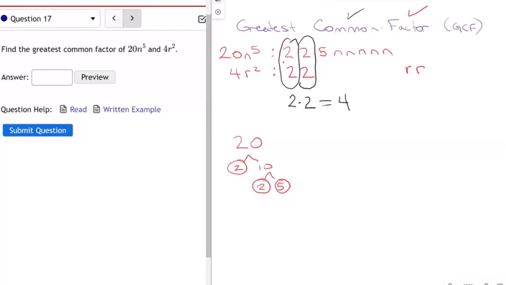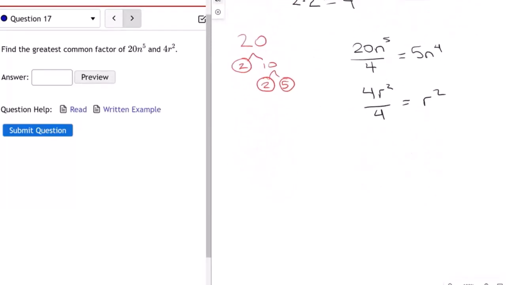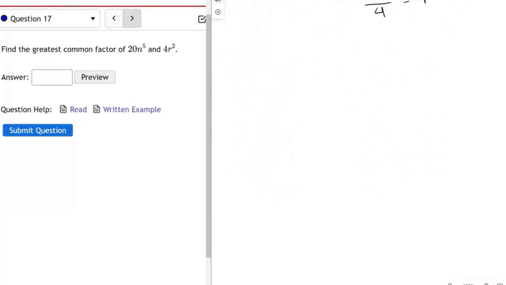Which means that I can divide both of them by 4 and not get a fraction. And that's the biggest number that I can divide them both by. That's why it's called the greatest. 2 is a common factor. It's just not the greatest common factor. Now that's the long way. Sometimes the long way is helpful.